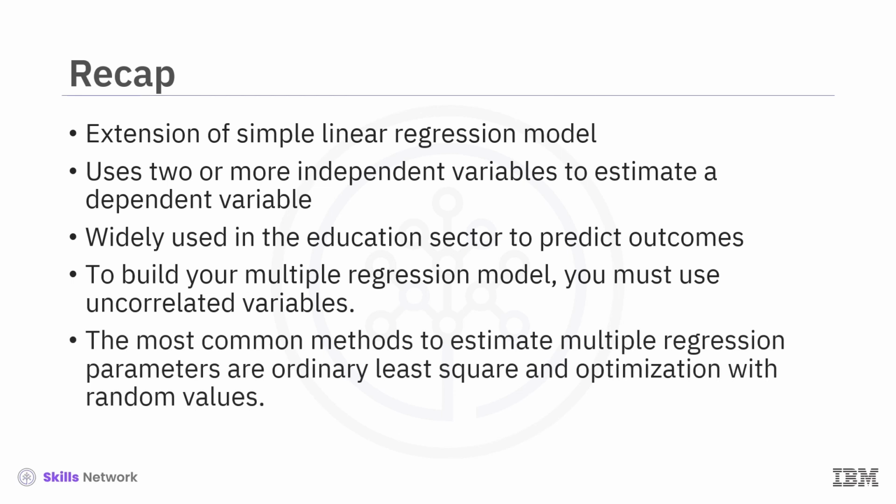There are many ways to estimate the parameters for multiple linear regression. However, ordinary least squares and an optimization with random values approach are the most common methods. In this video, you learned how multiple linear regression results in a better model than using a simple linear regression.